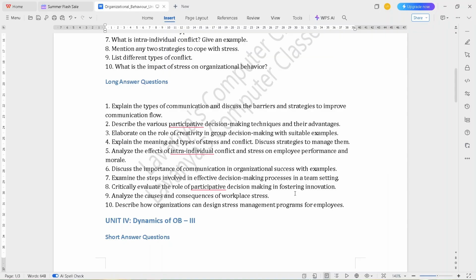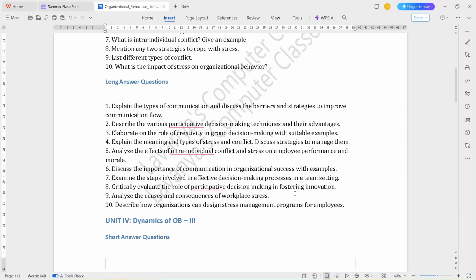Describe the various participative decision-making techniques and their advantages. Elaborate on the role of creativity in group decision-making with suitable examples. Explain the meaning and types of stress and conflict. Discuss strategies to manage them. Next question is, analyze the effects of intra-individual conflict and stress on employee performance and morale.